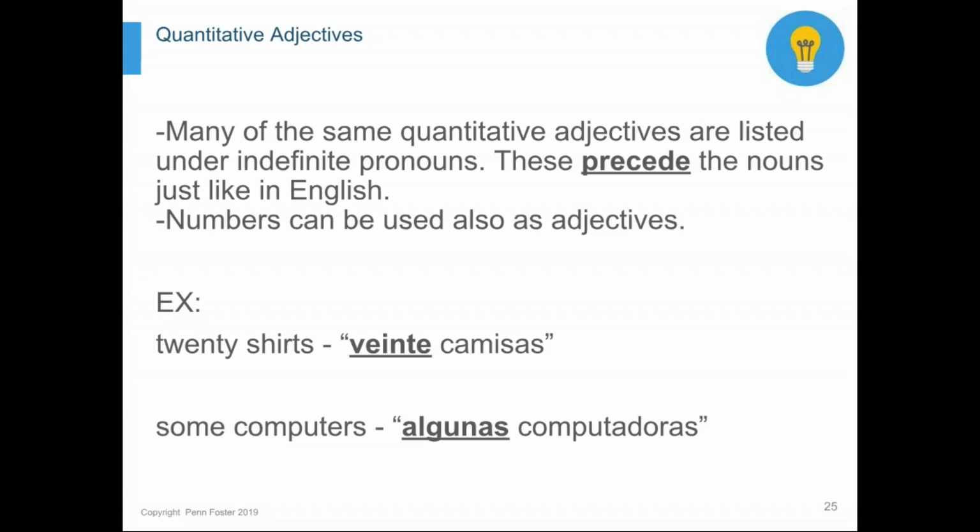And some computers, a word like algunas. All right, also quantitative adjective comes before a word like computadoras. One other common one that's not shown on this slide is probably the word muchos, which you might be familiar with if you were to say something like many shirts or many computers, still before the noun. Muchas camisas, muchas computadoras. So when you think of quantitative, think of quantity, number. Those adjectives come before the nouns they modify.